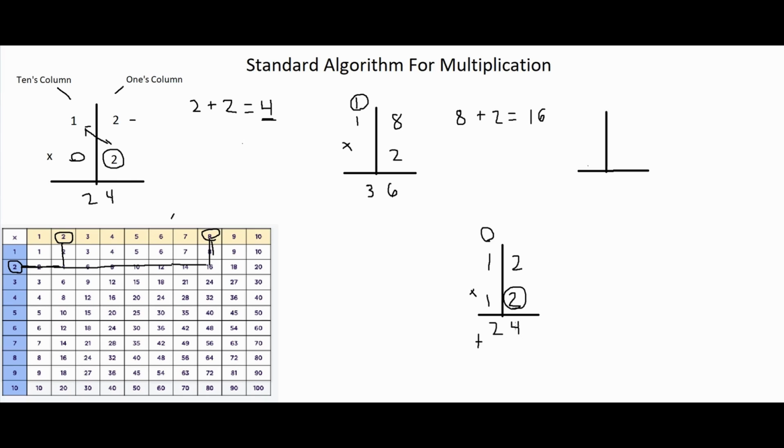Now, what we're basically doing is breaking it up into smaller numbers. So right now we broke it into two things. Actually, let's write it right here. We're first multiplying 12 by 2. And then right here we got 24.